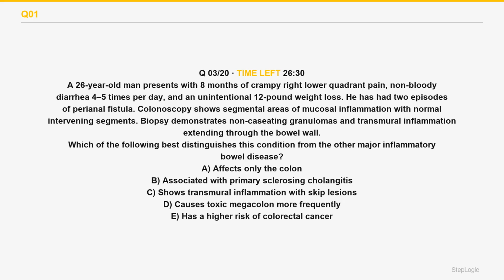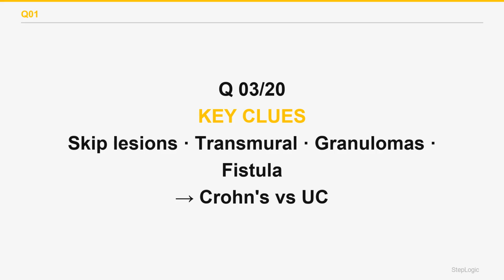Read the command. What distinguishes this from the other major IBD? So they have already told us this is Crohn's. Skip lesions, transmural, non-caseating granulomas, fistula. The question asks for the distinguishing feature versus ulcerative colitis.